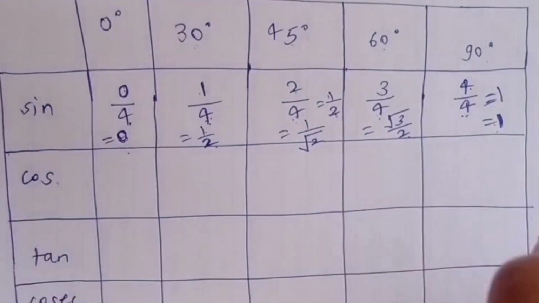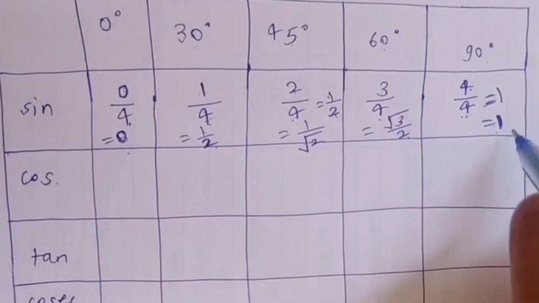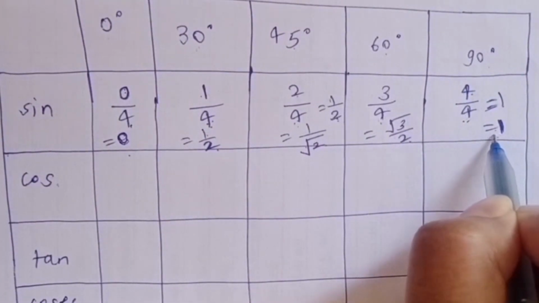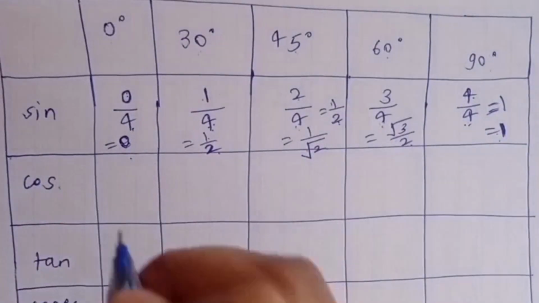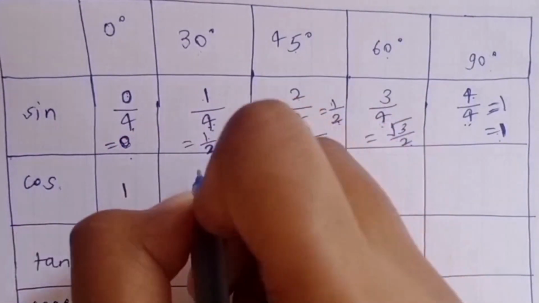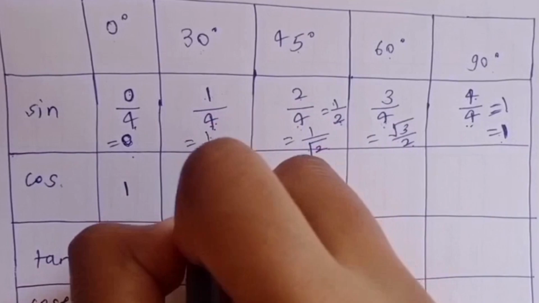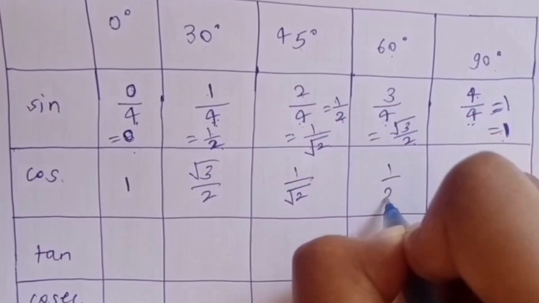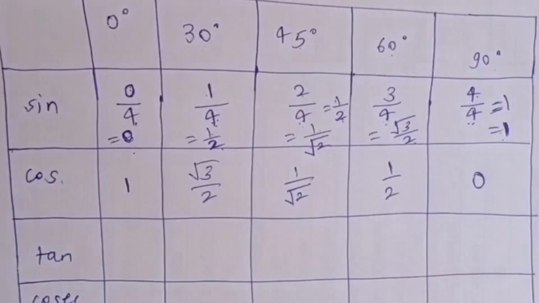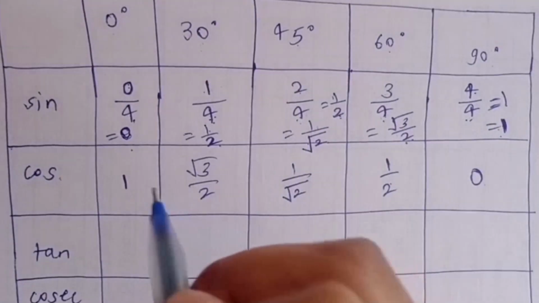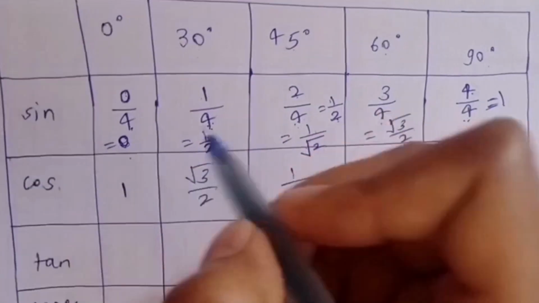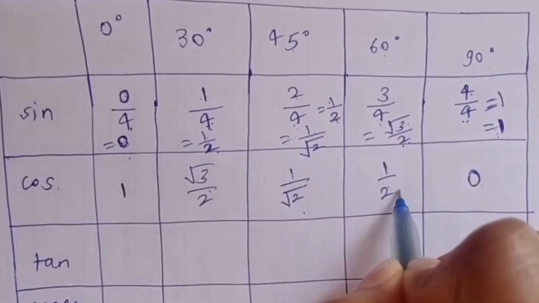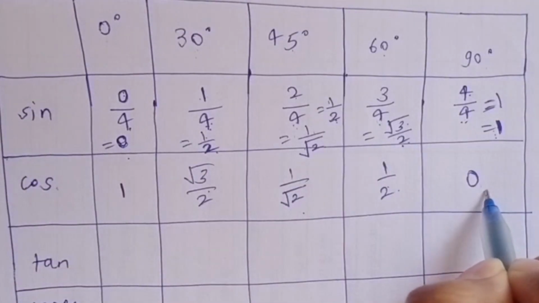Now for cos, start writing the final answers from last. So we will start writing values from 1 to 0. So here 1, then we will get root 3 by 2, then we will get 1 by root 2, then we have 1 by 2 and then we have 0. For cos, we are simply writing the numbers in reverse order, that is 1, root 3 by 2, 1 by root 2, 1 by 2 and 0.